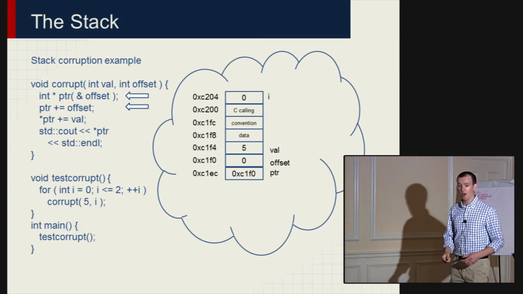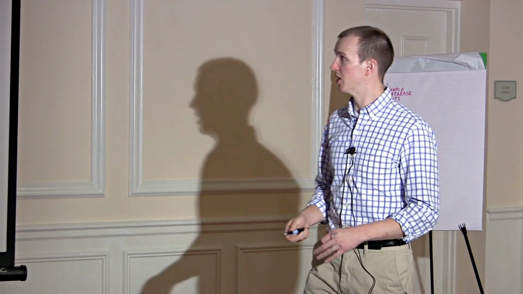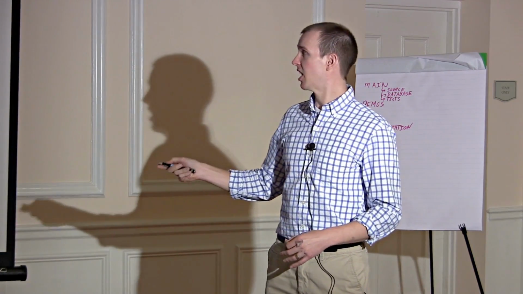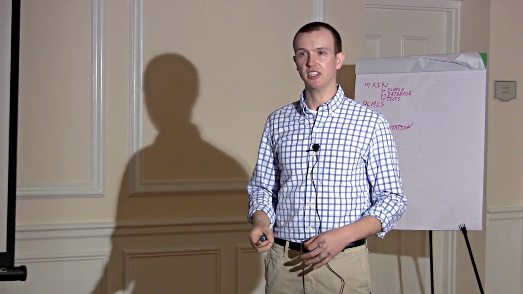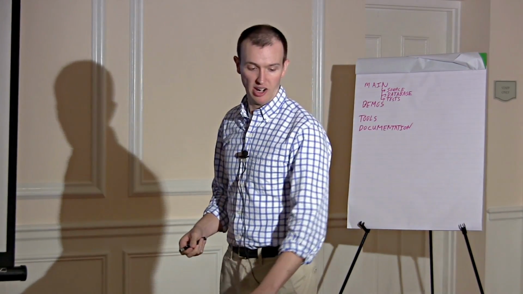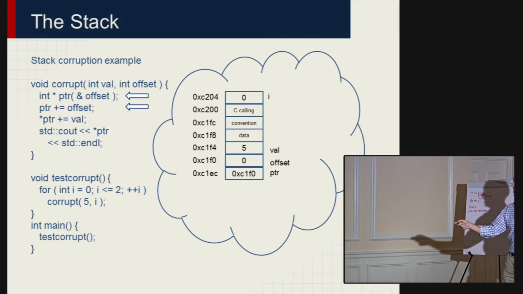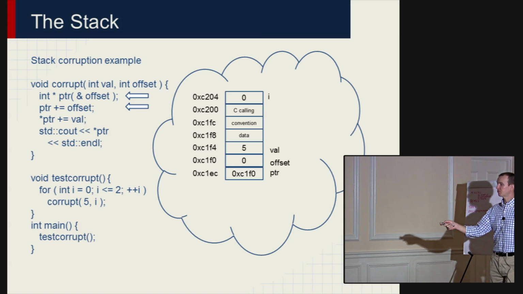Okay, so what's funny about the stack is that you can corrupt it. You can totally hose yourself by changing the contents of the data that tells you how to get back to where you were. All right, so here's a stack corruption example. I've written this function corrupt. It's going to take an integer val and an integer offset. It's going to initialize a pointer to the location in memory where offset lives. Offset is the formal parameter. It lives on the stack.